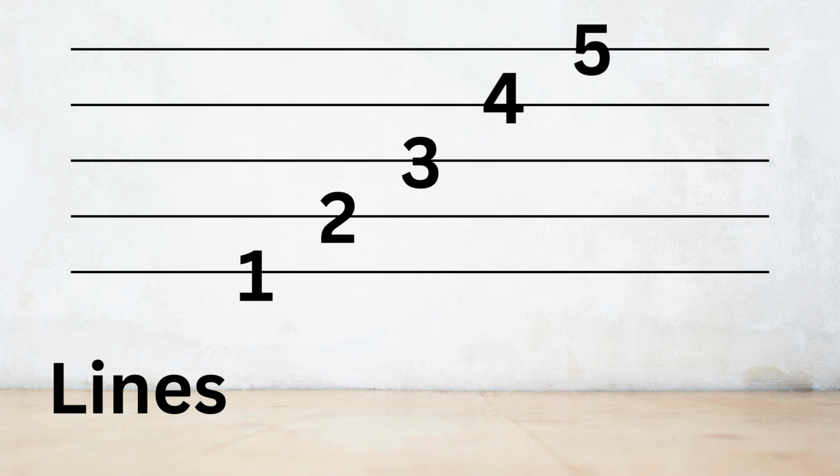The bottom line is 1, the next line is 2, then line 3, line 4, and line 5. The same goes for the spaces. The bottom space is space 1, the next space, space 2, space 3, and then space 4.